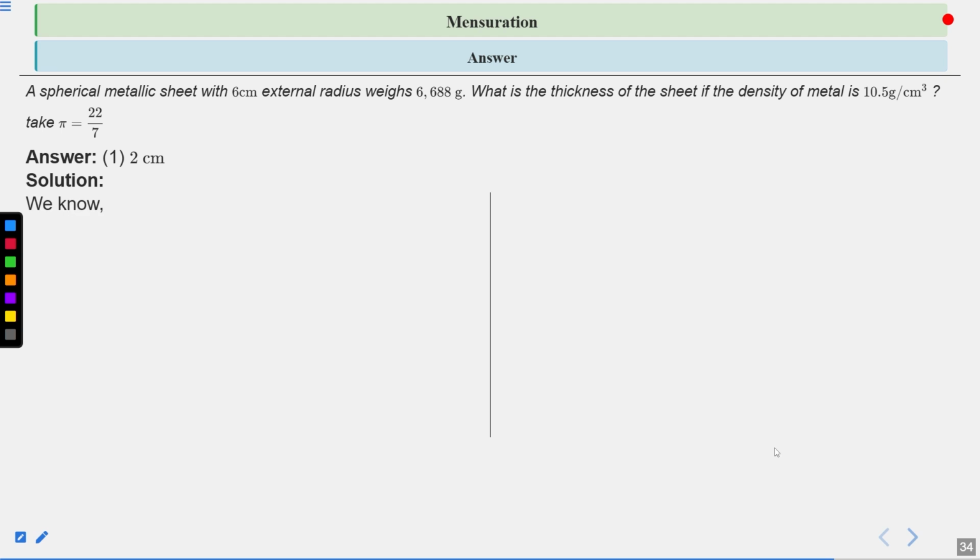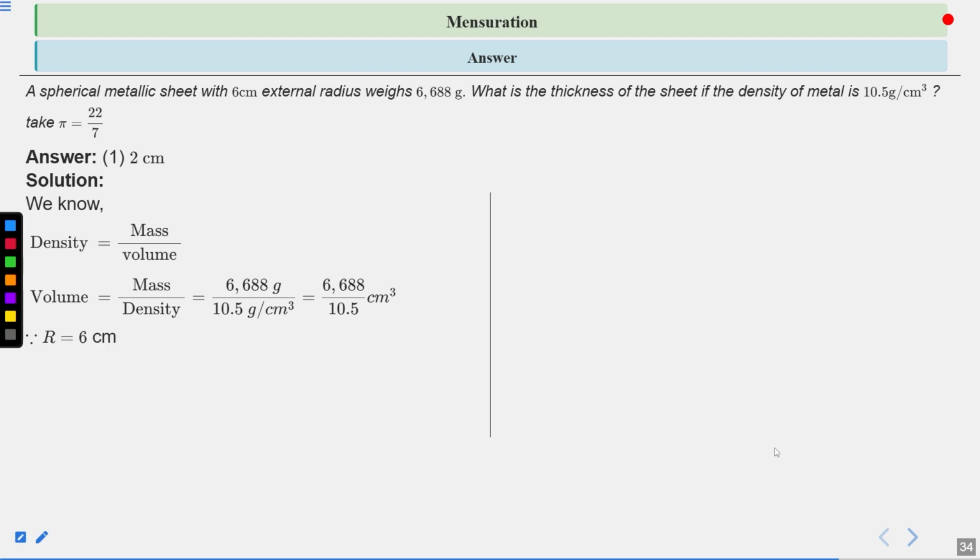So we know that density is mass upon volume, and the weight is given. So volume is mass upon density, we just put 6688 gram upon 10.5 gram per cubic centimeter. So putting the value, 6688 upon 10.5, we get cubic centimeter. So we calculate it, and the radius is given in this question, which is 6 centimeter. External radius is given, which is 6 centimeter.